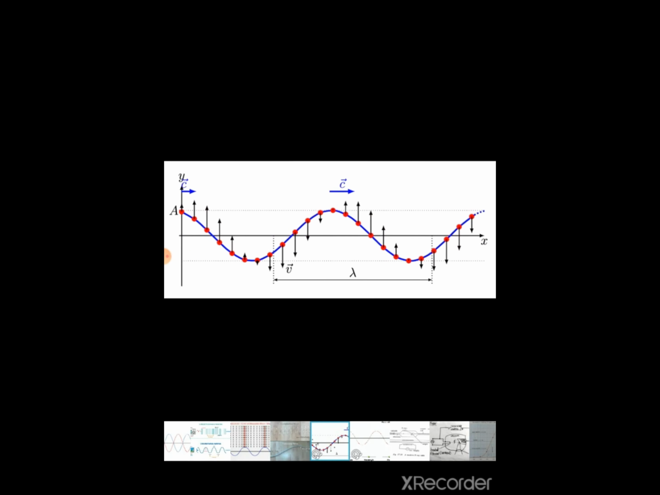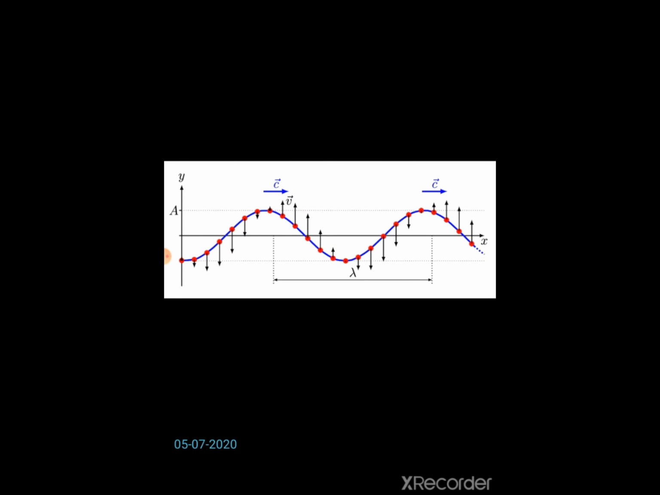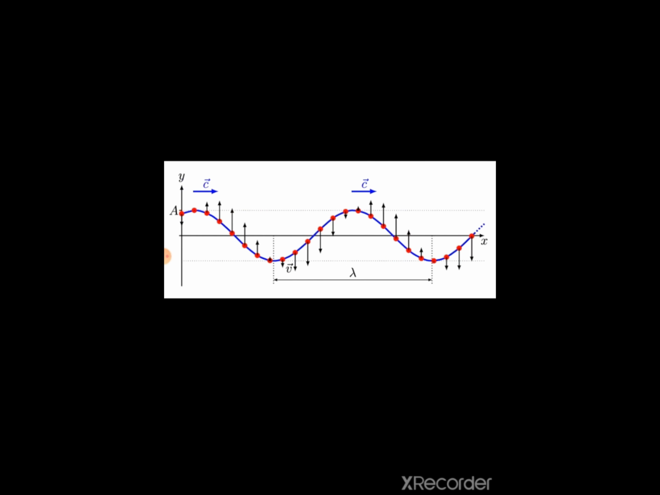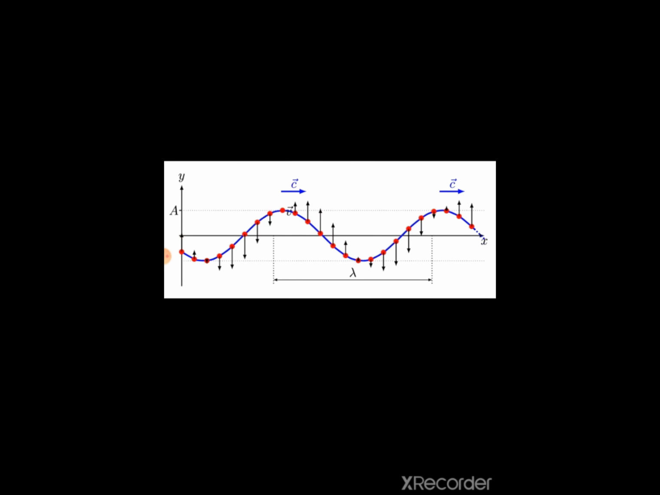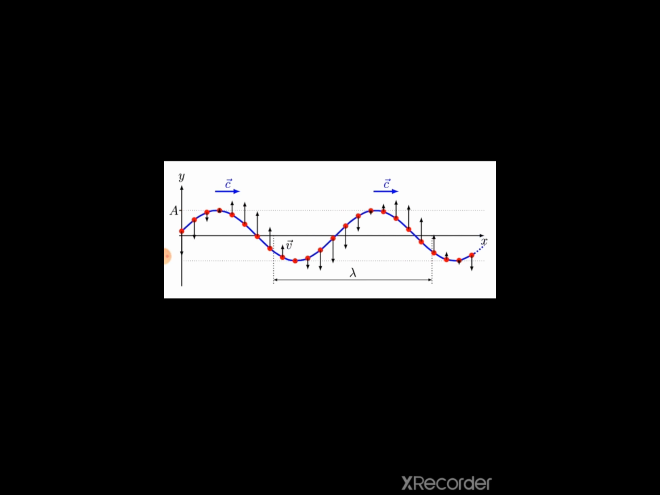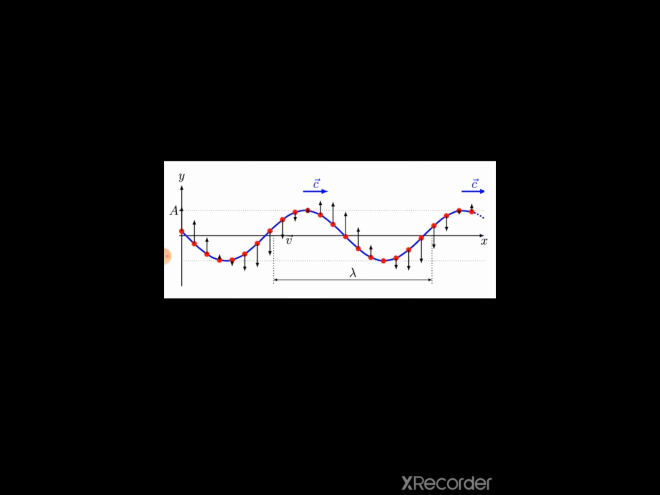In the relation shown, the vertical arrows indicate the vibration of particles, whereas the horizontal arrows at the very top of the wave indicate the direction of energy or travel of this wave.